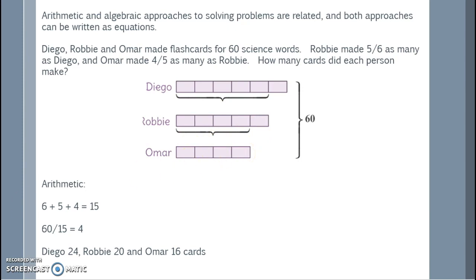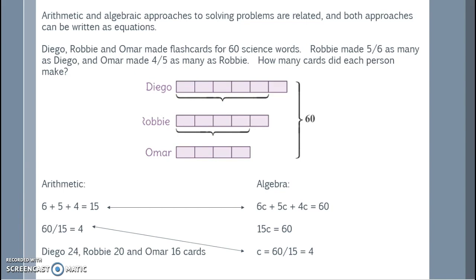We could do this algebraically as well. If we were to let C represent the number of cards they have, we would have 6 cards plus 5 cards plus 4 cards must be a total of 60. Combining like terms, 15 cards equals 60. Dividing each side by 15, each one represents 4. So notice that whether we do arithmetic or algebraic, we are still adding and we are still dividing.